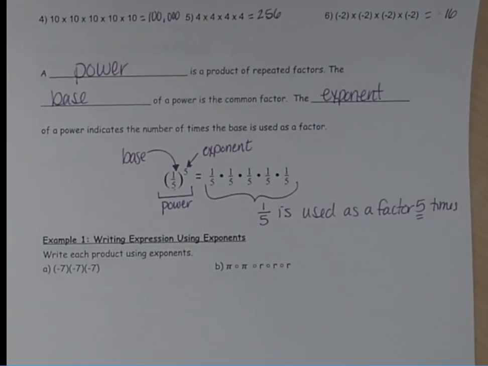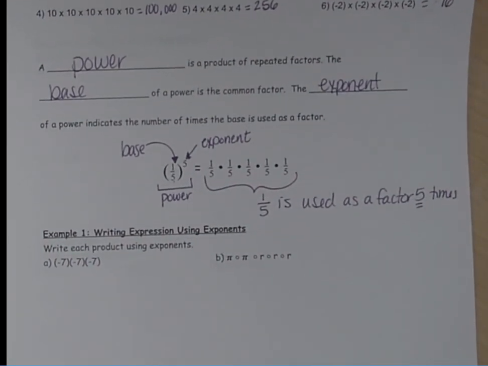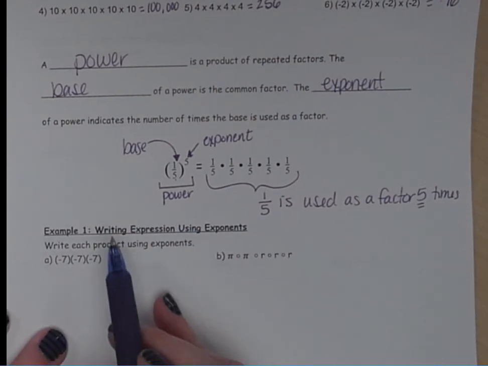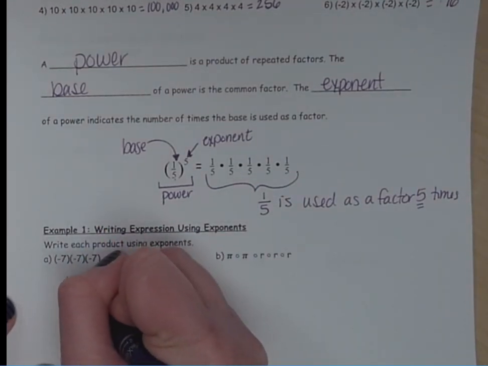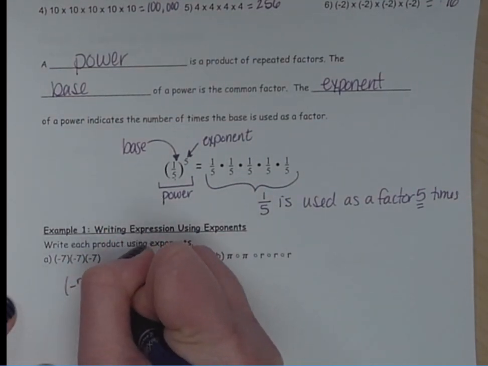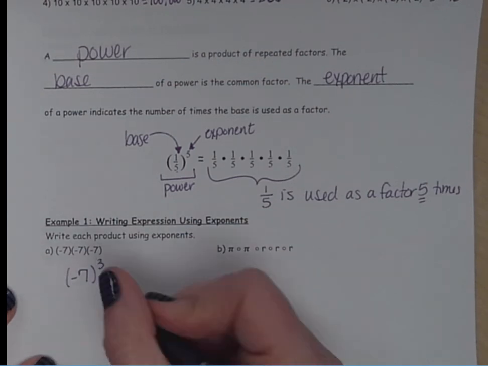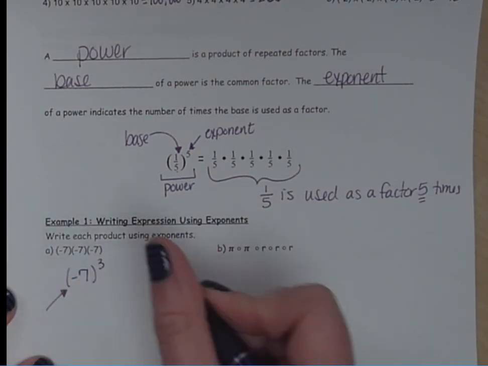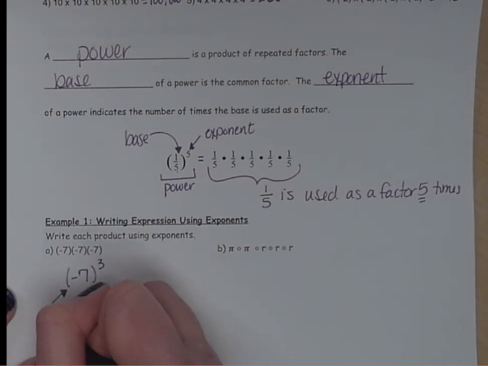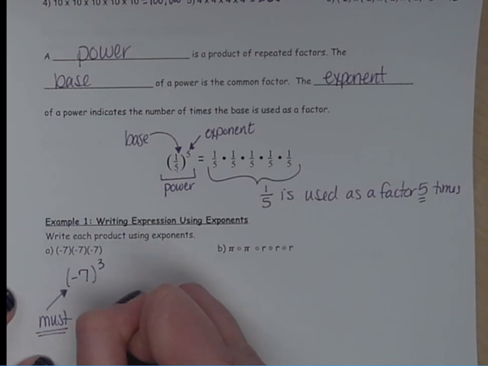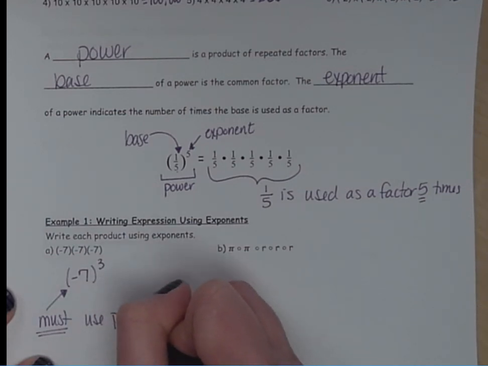So how can I write these as an exponent? Now, one of the things you got to be really careful with, notice these are all in parentheses and they're all negative. So we're going to leave that negative there. Now we must use these parentheses because parentheses -7 and -7 are two different things. Must use parentheses.